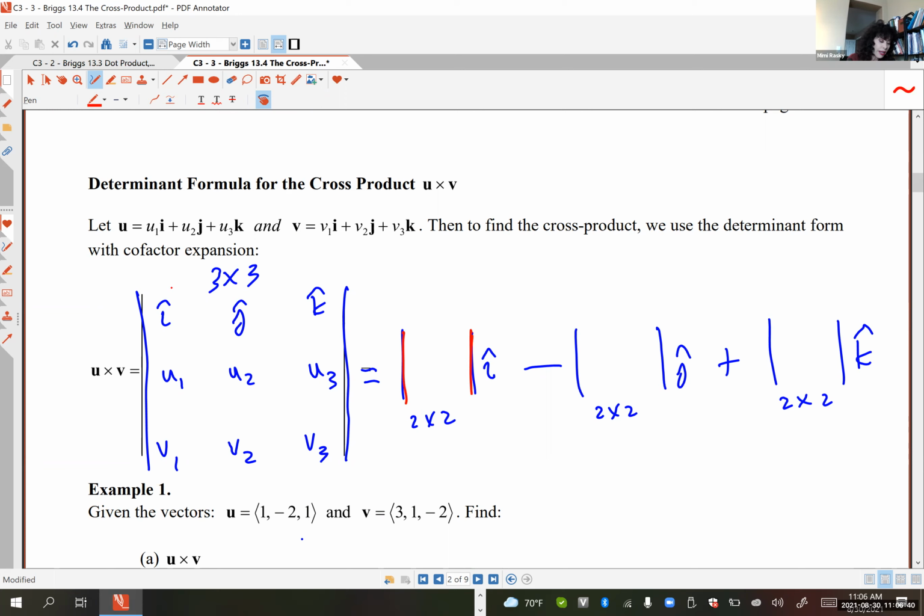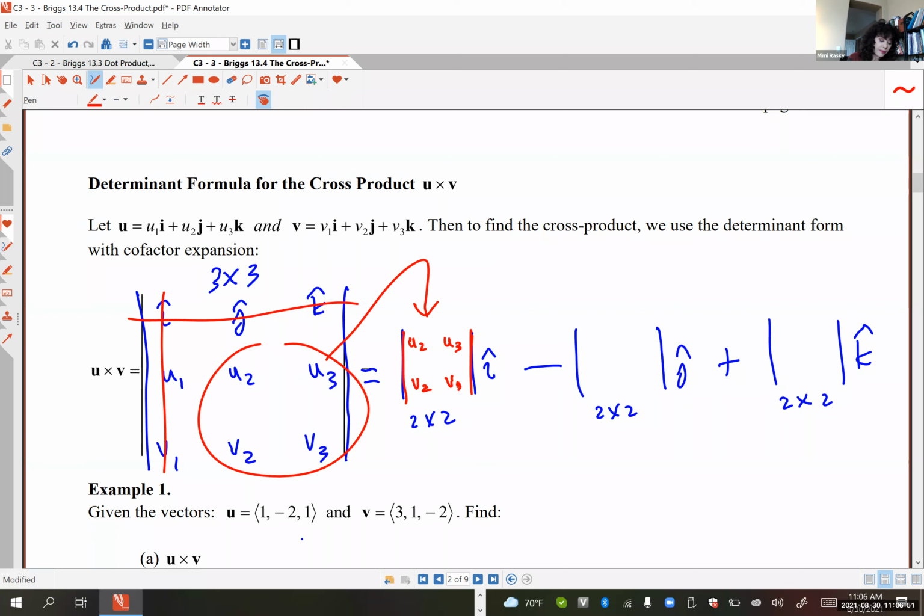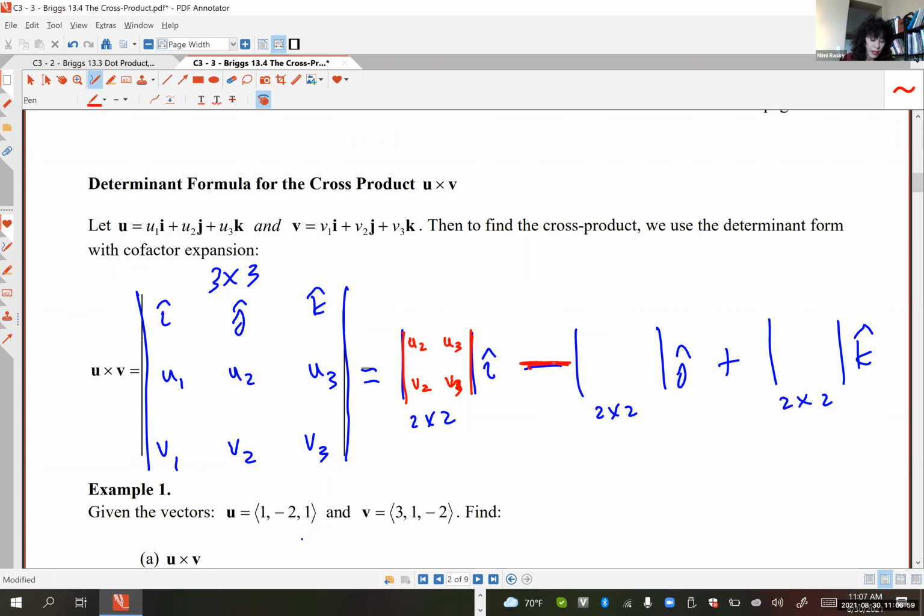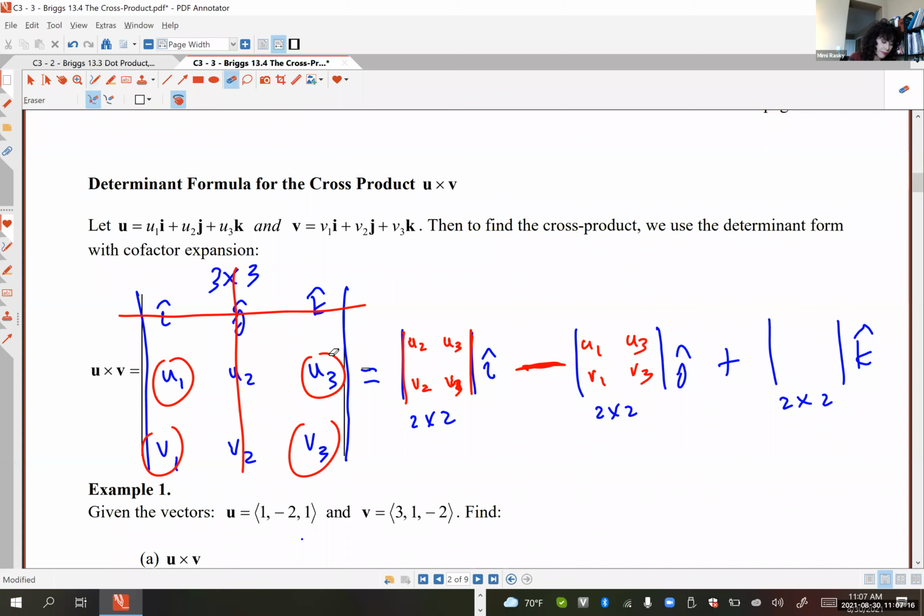The way you do it is you block out the row and column that i hat lives in, and you look at the numbers that are still there, that didn't get crossed off or blocked out, and write them down. Okay? That's your 2 by 2. I know, weird. And then the next 2 by 2, by the way, this is a minus here, not a plus. Minus the 2 by 2 determinant times j hat. We'll block out the row and column that j hat lives in. And then the other components that aren't getting blocked off, write those down. That's your next 2 by 2.